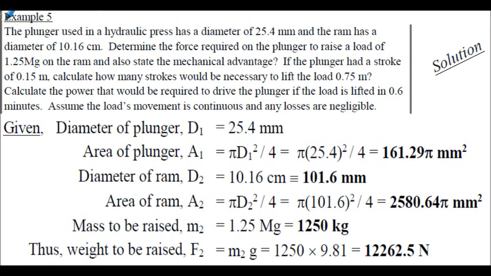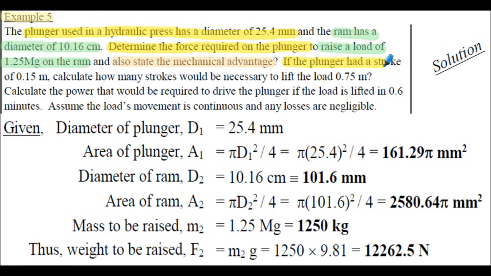Here's example 5 extracted from my notes. The plunger used in a hydraulic press has a diameter of 25.4 millimeters at the inlet, and the ram has a diameter of 10.16 centimeters, that's at the outlet. We've got to determine the force required on the plunger to raise a load of 1.25 megagrams on the ram, and also calculate the mechanical advantage of the hydraulic jack.